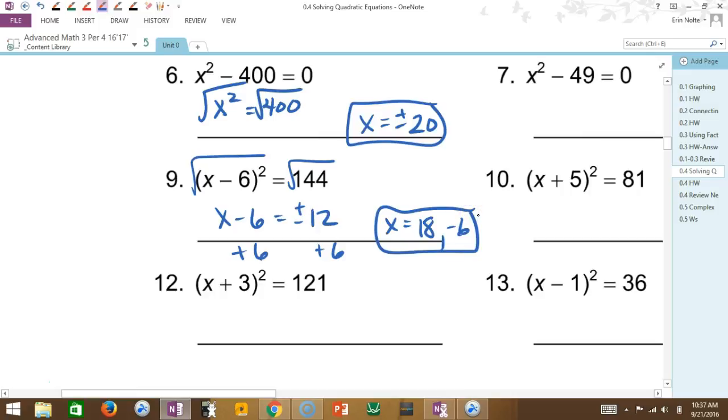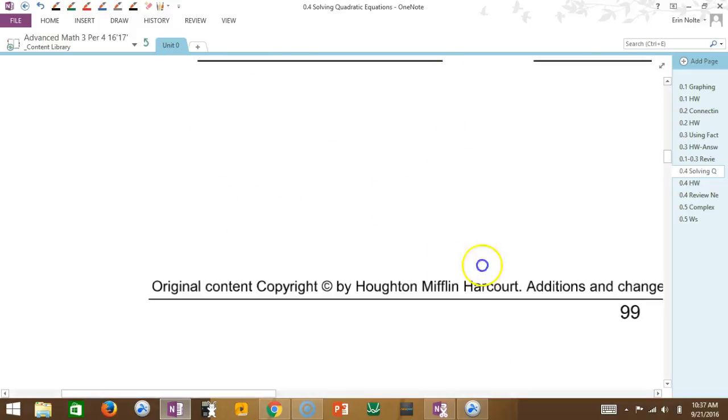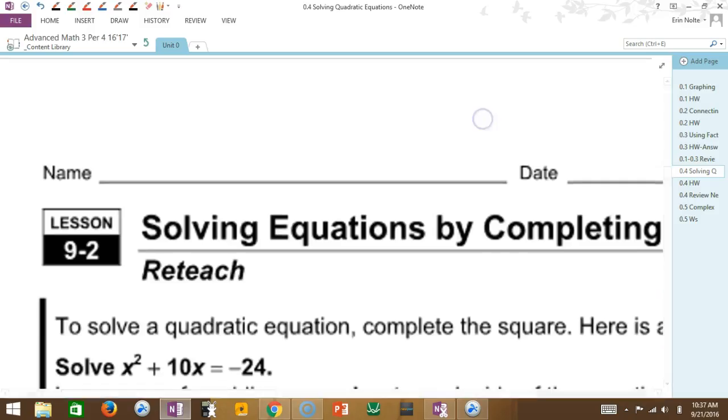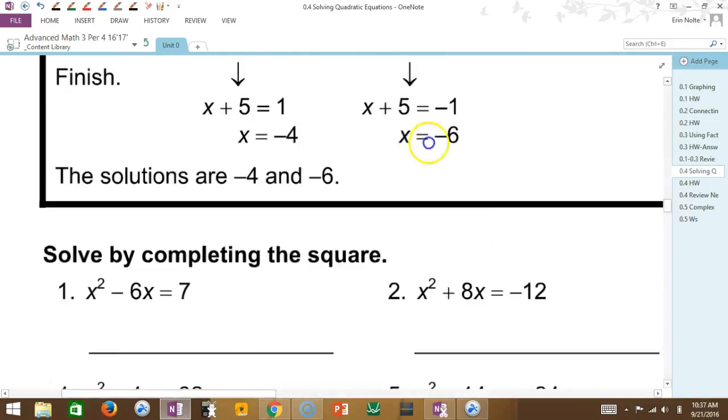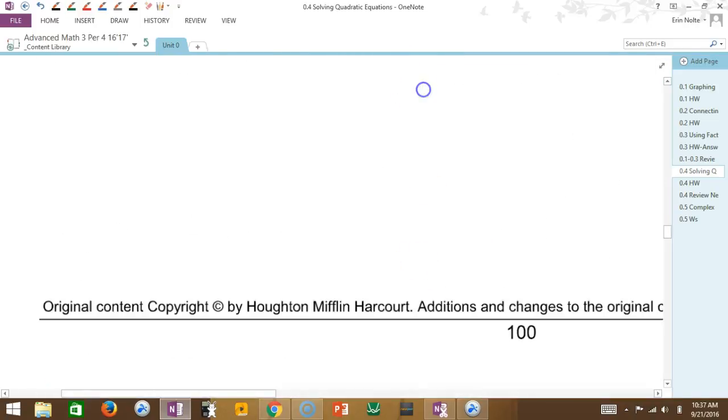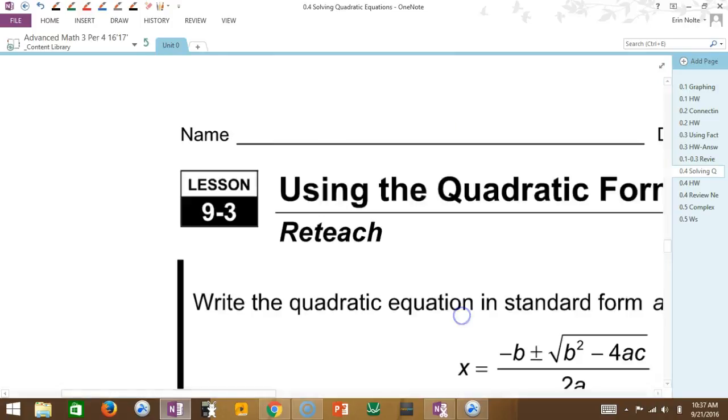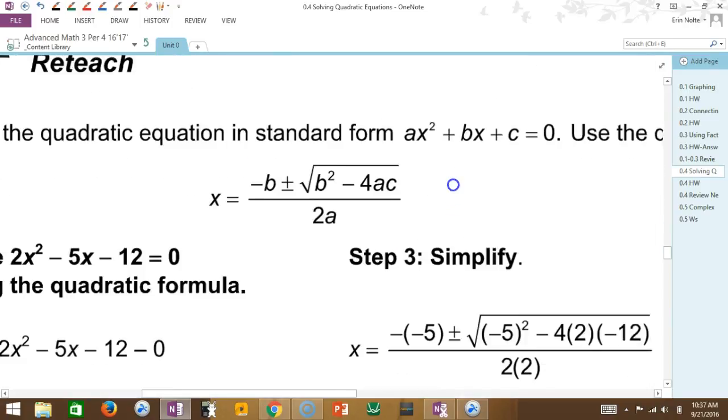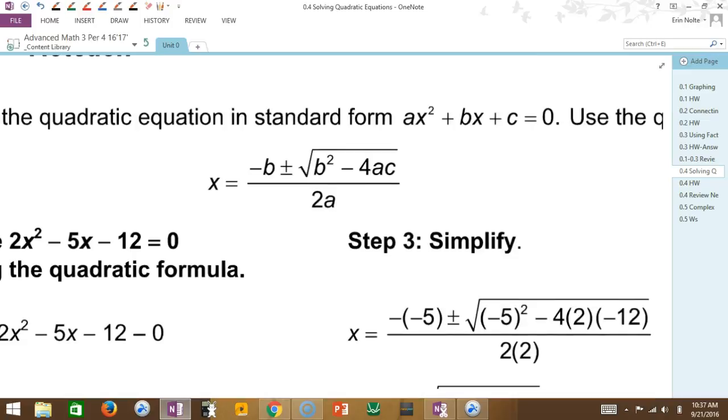Number 12 would be the same kind of scenario. So the square root method is pretty easy. Do I need to keep going with that method? That's pretty simple. You guys did that on your own. Good work. The other method is the quadratic formula. I think that this is probably not a new equation to you.